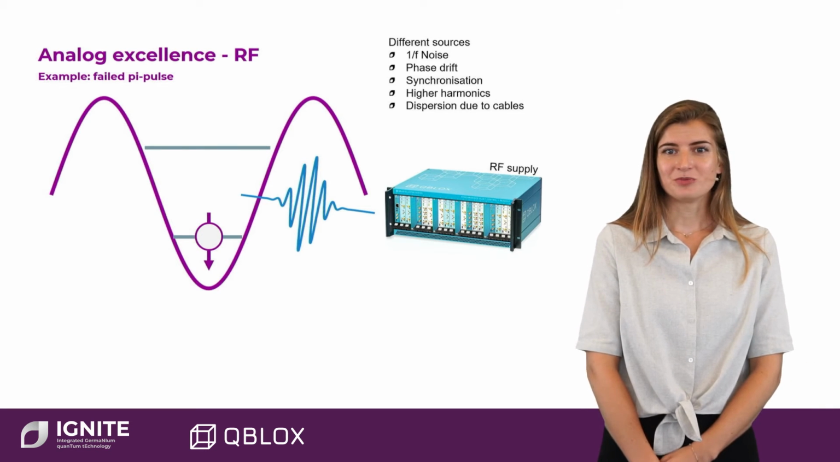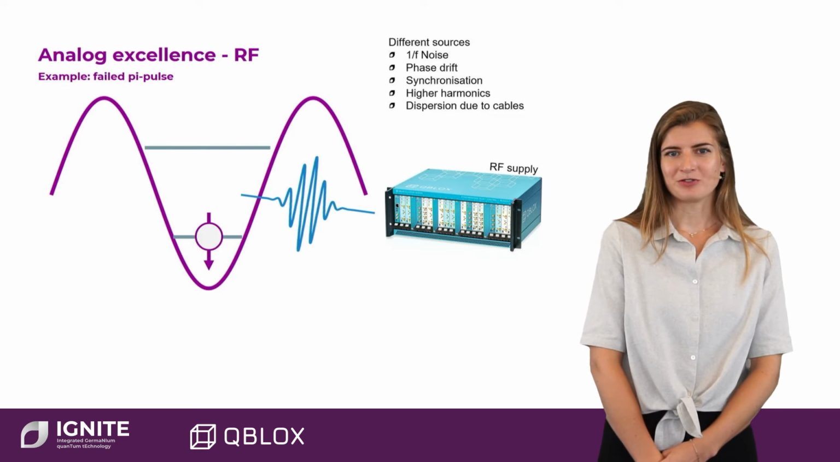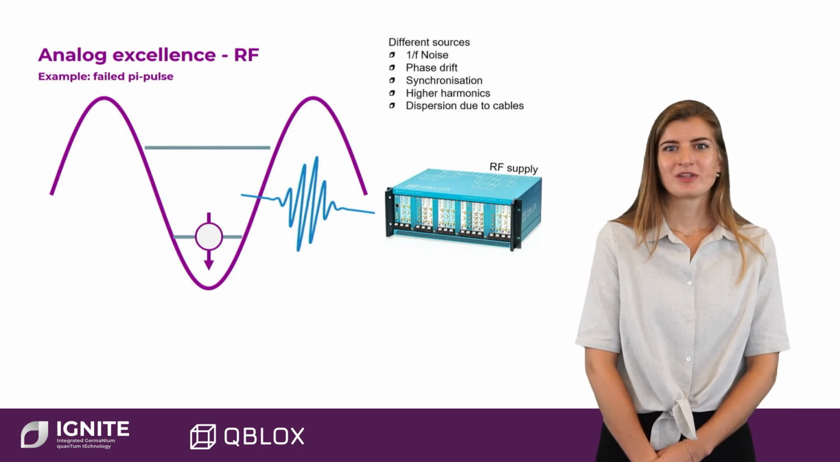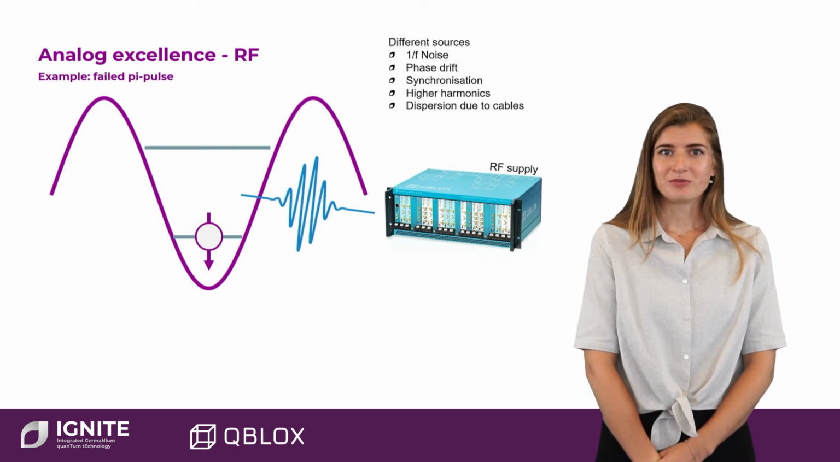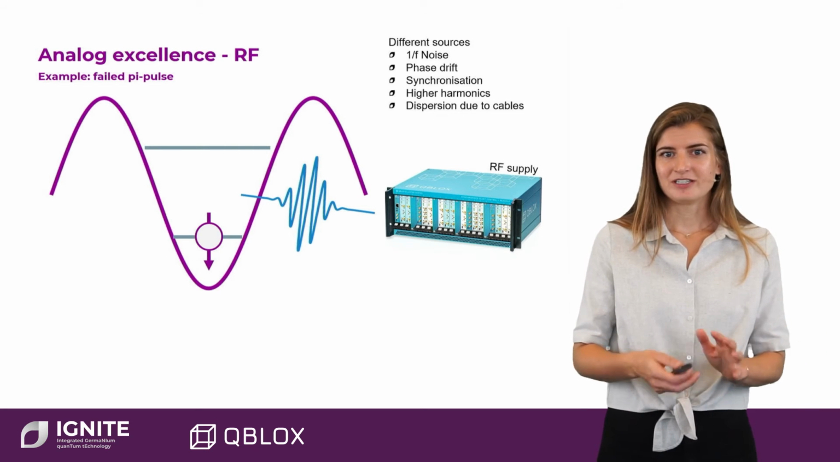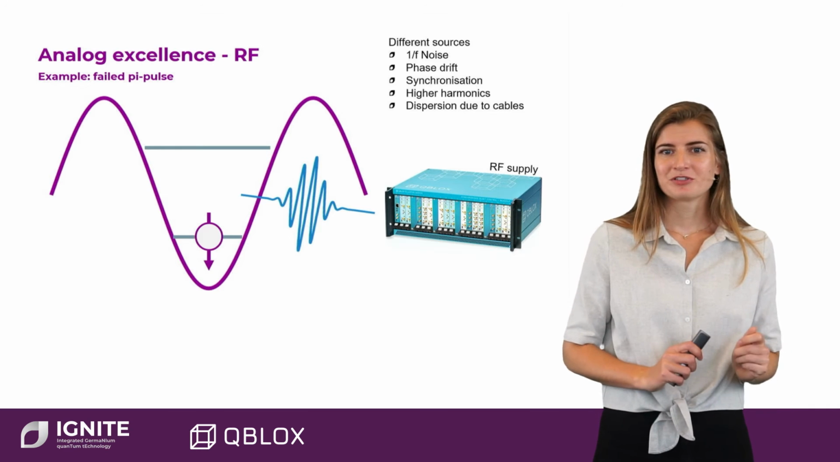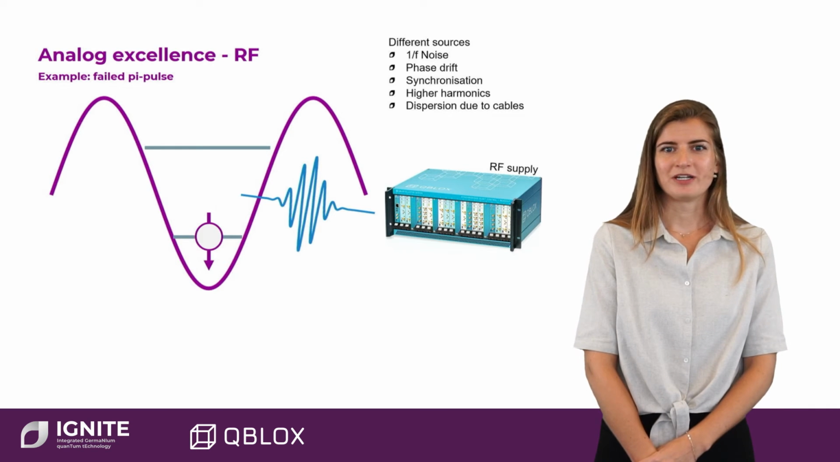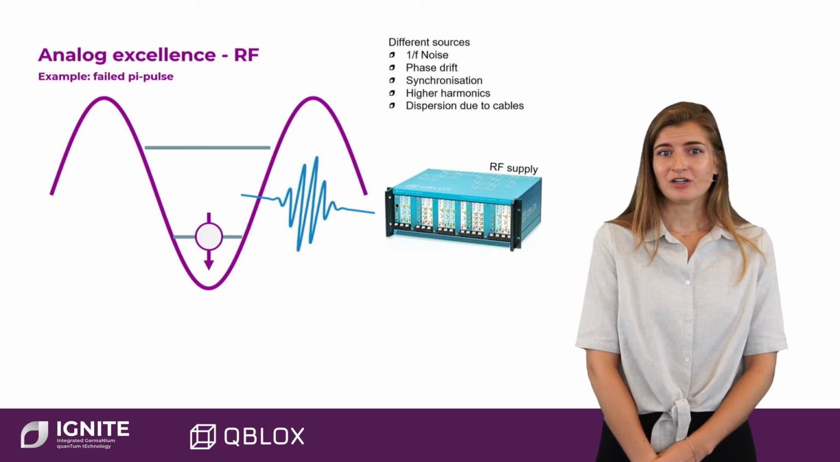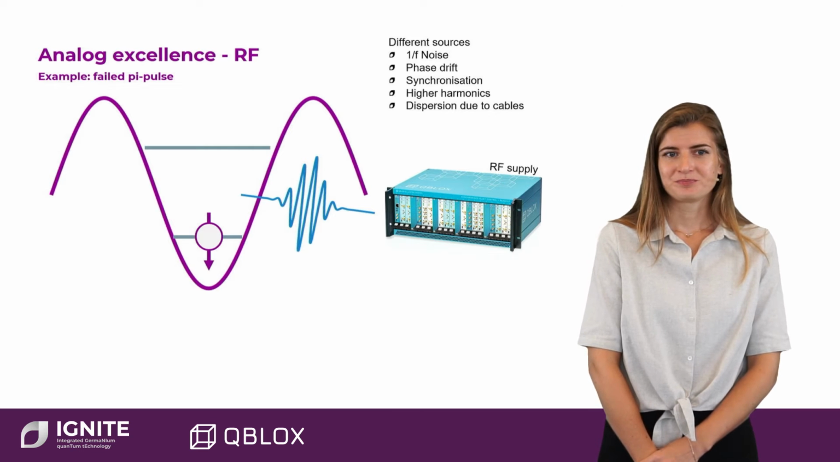Now let us assume perfectly stable DC power supplies and no disturbances from the sample's environment. If we solely look at the parameters of the RF supply, any noise in frequency, amplitude, and pulse length will affect the energy absorbed by the system, and therefore will alter the calibration of a pi pulse. The last parameter that is important to RF supplies is the phase.